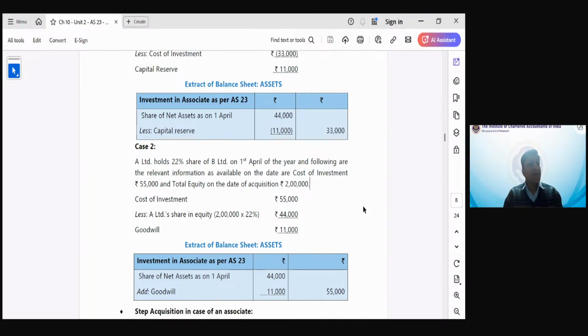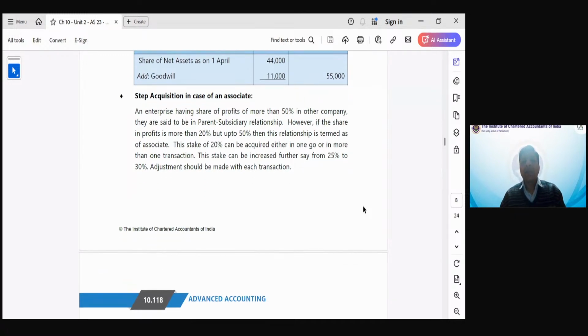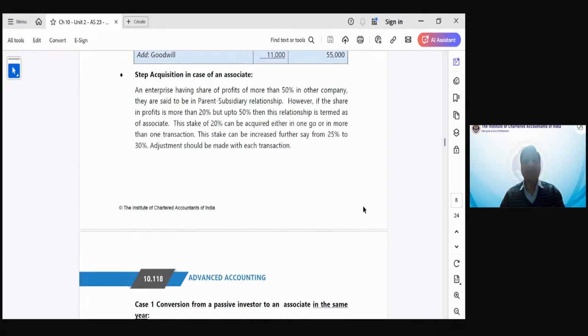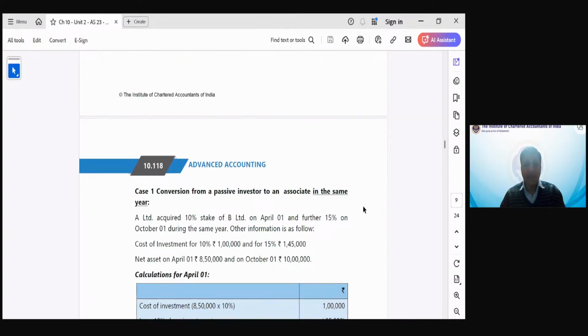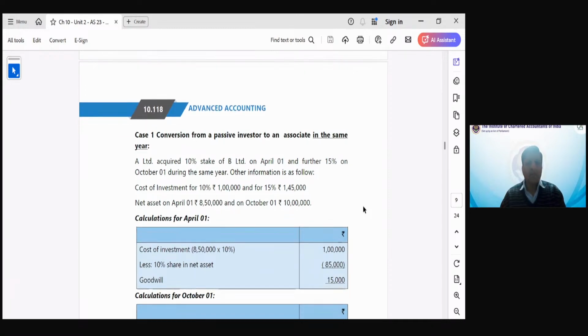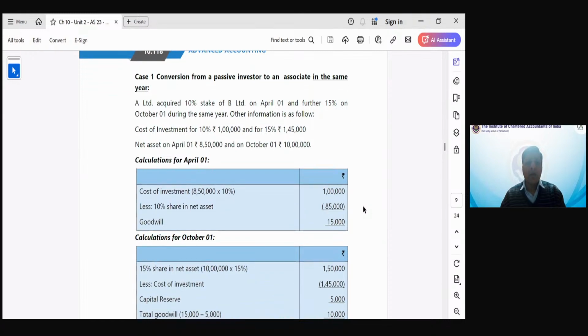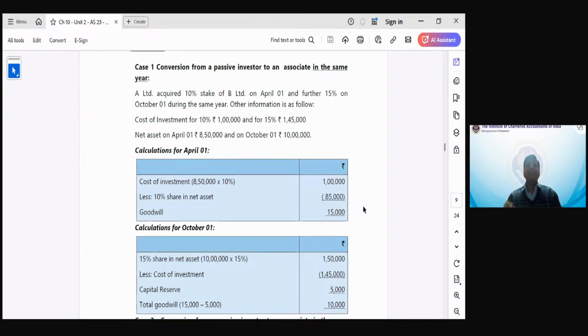Yeah. All right. So now, moving further, we'll talk about step acquisition. Step acquisition is what? Wherein you are getting significant influence on a step by step basis. So let's understand that with the help of this example. Okay, so this example, let's look at. Now, please remember that conceptually, the accounting requirement is going to be same. So that is not going to change.